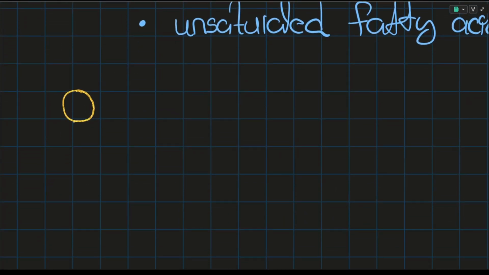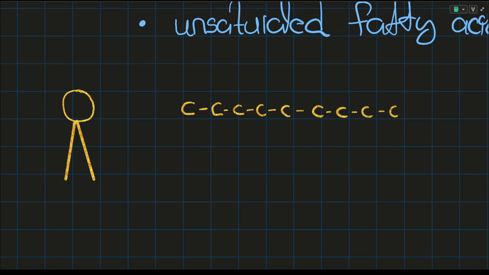If you have a saturated fatty acid tail, it's a pretty straight tail, like this. Because all the carbon-carbon bonds are single bonds, so it's going to be a straight chain. You learned saturation and unsaturation in IGCSEs and O levels and organic chemistry like this.